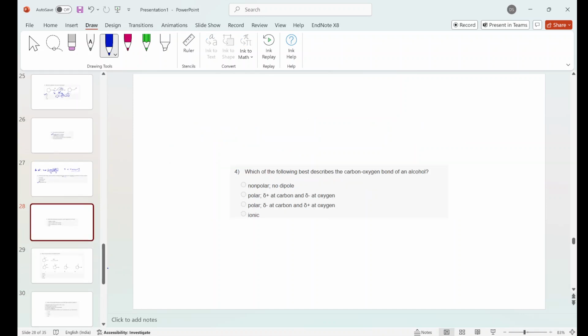Now, which of the following best describes the carbon-oxygen bond of an alcohol? Let's say we take a simple alcohol, CH3CH2OH. Oxygen is delta negative, carbon is delta positive. So this is polar, delta positive at carbon, delta negative at oxygen.